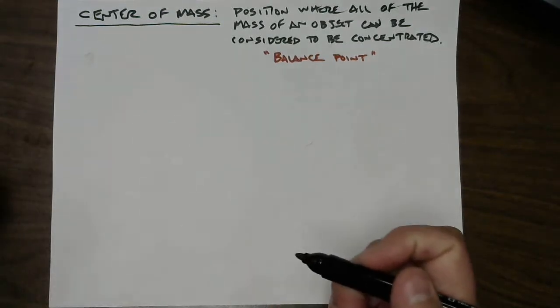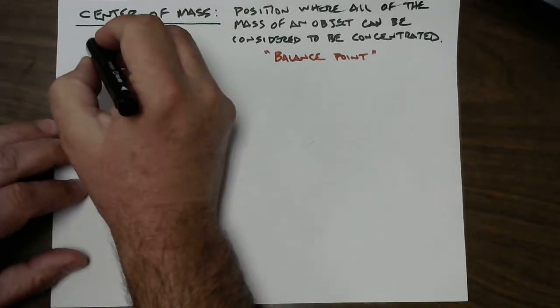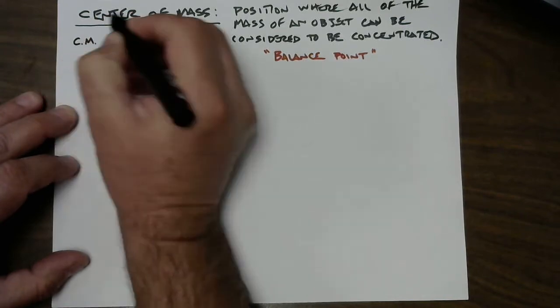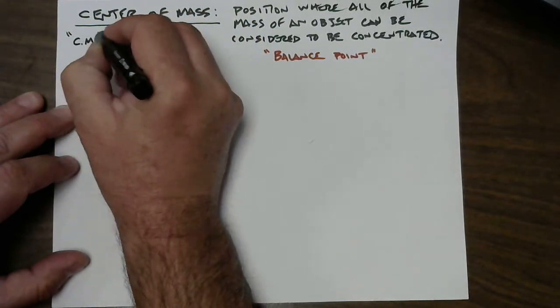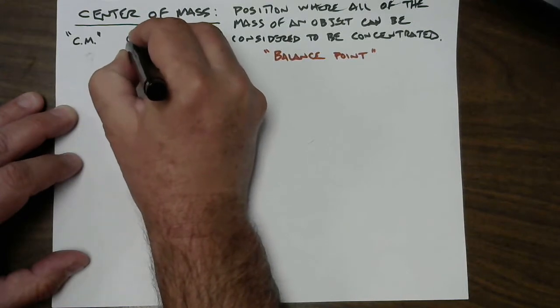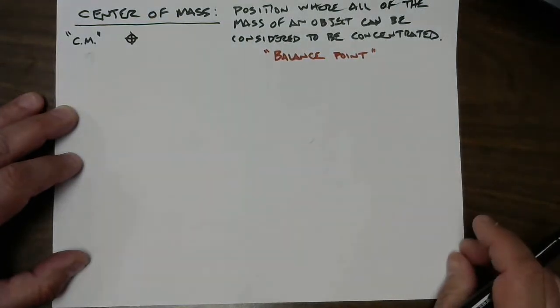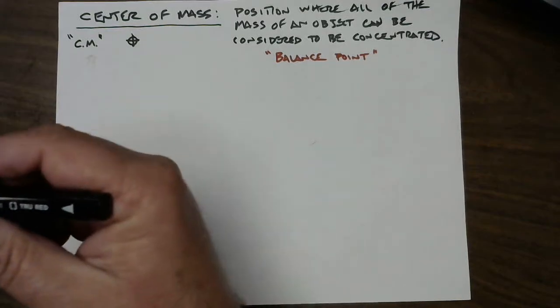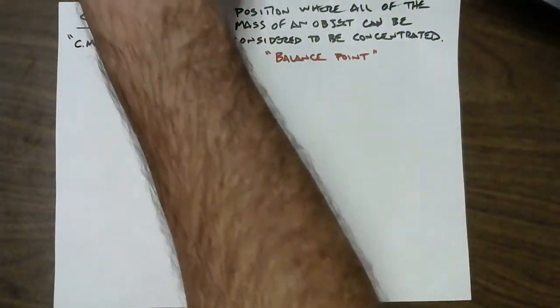There's a couple different ways to find the center of mass. And by the way, I'm going to use CM as an abbreviation for center of mass, not COM, but just CM. And also I'm going to use this symbol right here to indicate the center of mass when I find it in an object. So how do you find the center of mass?